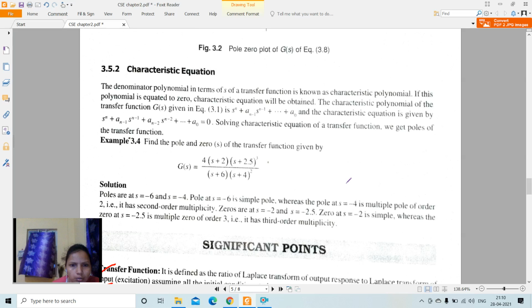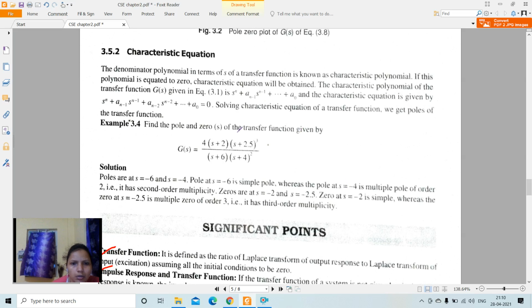This is the description of the characteristics equation. This is the denominator polynomial, here it is a n. Okay, so this is the denominator polynomial. When it is equated to 0, it is the characteristics equation of a transfer function.